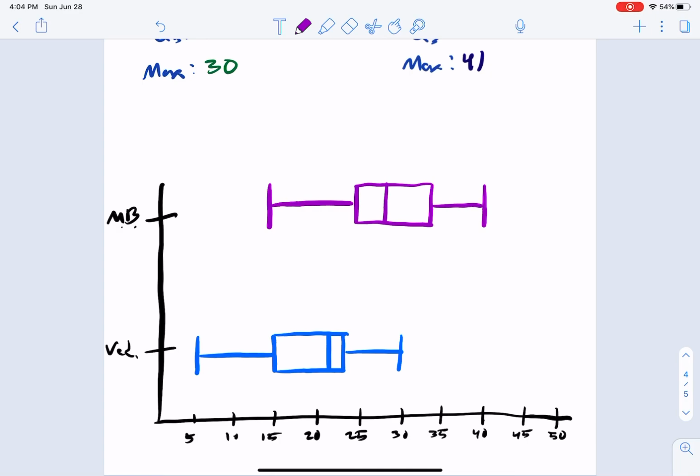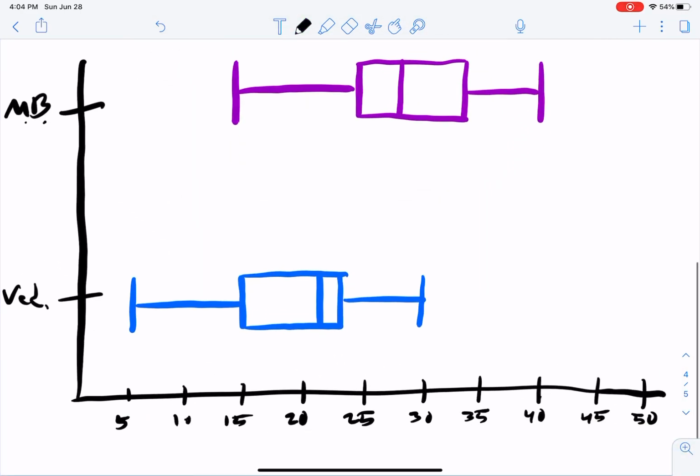Easy enough, right? Okay, and that's it. That is it. Actually, almost it. We know that labeling our axes is important. So this is number of lazuli bunting. Beaut. All right, that's it.